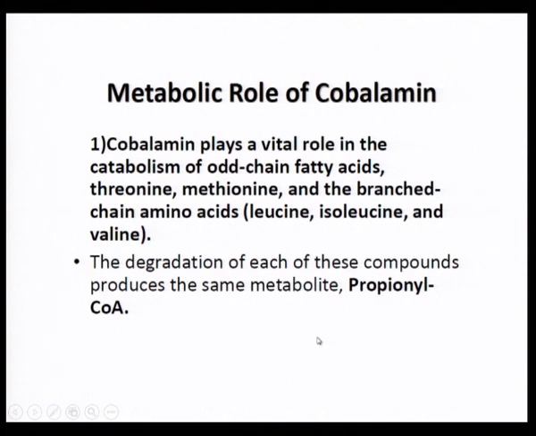Now, the metabolic role, as I said, cobalamin plays a vital role in the catabolism of odd chain fatty acids. This is a very important role, the breaking down of odd chain fatty acids. Then you have threonine and methionine, which are amino acids, and the branched chain amino acids leucine, isoleucine and valine. So, you see cobalamin playing a vital role in the catabolism of odd chain fatty acids, threonine, methionine and the branched amino acids. Degradation of all these compounds produces the same metabolite. That is the key.